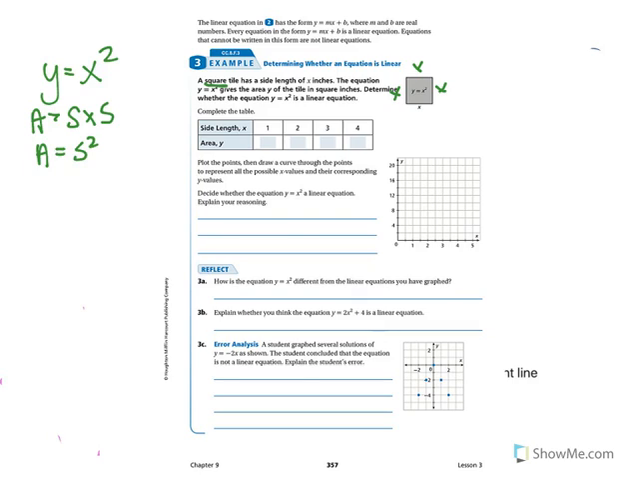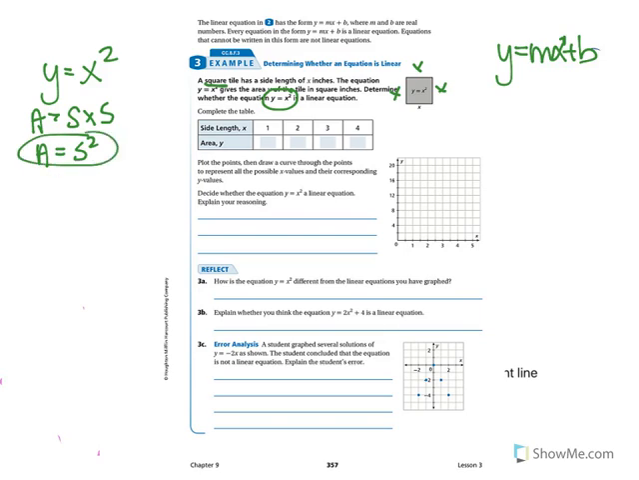Determine whether the equation y is equal to x squared is linear. Now, we've done this in class before. We know that in order to be linear, it has to be in slope-intercept form, where x is raised to the first power. Here, because x is raised to the second power, it is not linear.